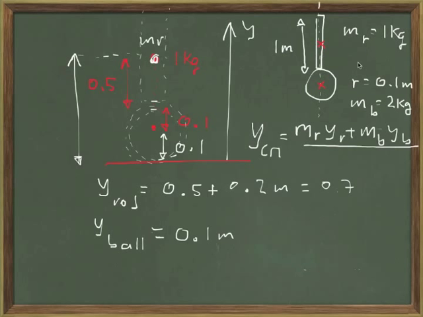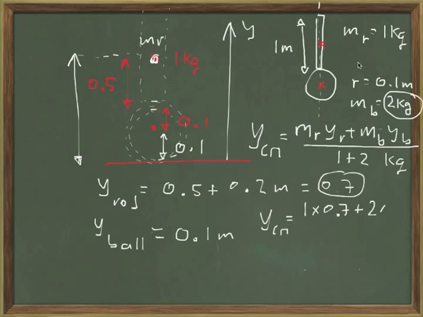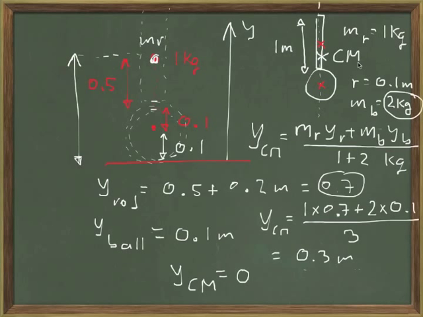The mass of the ball is going to be 2 kilograms. The mass of the rod is 1. So I'm going to replace 1 times 0.7 plus 2 times 0.1. And I'm going to divide by 2 plus 1, 3, the total mass of the system. Yeah? 1 times 0.7 plus 2 kilograms times 0.1 divided by 3. And that gives you 0.3 meters. So the location of the center of mass for this system made of a bar and a sphere is going to be 0.3 meters above the bottom, right? So right over here. Okay, that's where the location of the center of mass is.